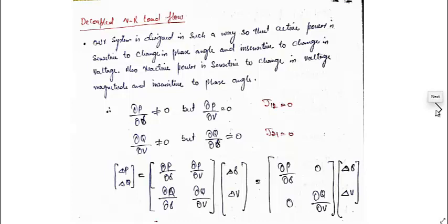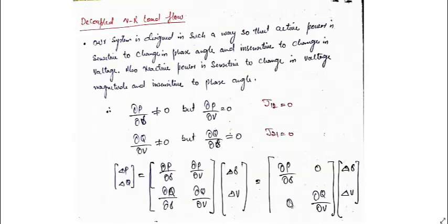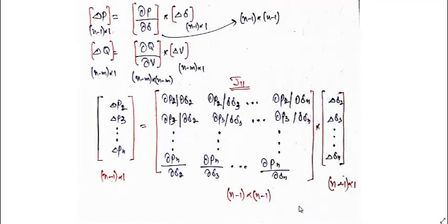So the total equation will be now, that means delta P will be equal to delta P by delta delta into delta delta. That is this, when we multiply, delta P is equal to delta P by delta delta into delta delta. Similarly, delta Q will be equal to this 0 plus delta Q by delta V into delta V. So the two equations will be like this: delta P is equal to delta P by delta delta into delta delta, and delta Q will be equal to delta Q by delta V into delta V.